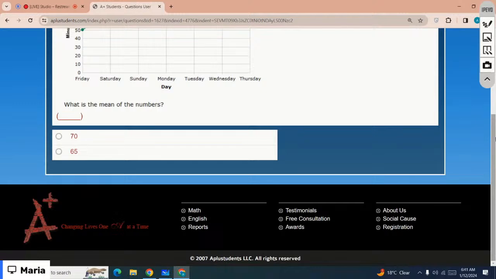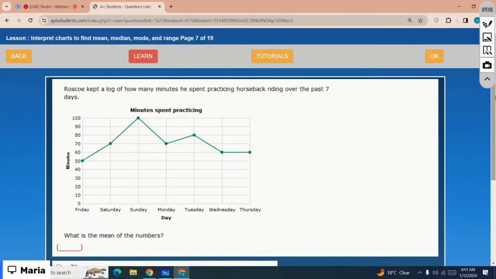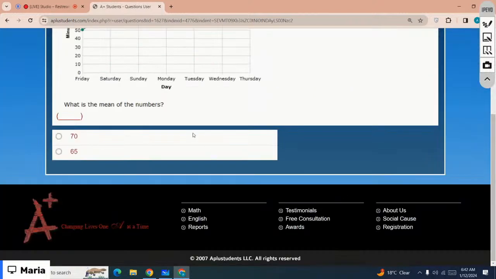The mean value is, okay, let me add and divide. Hold on. 50 plus 70 plus 100 plus 70 plus 80, 60, 60. So 490 divided by 7, that is 70. The correct option is 70, right?